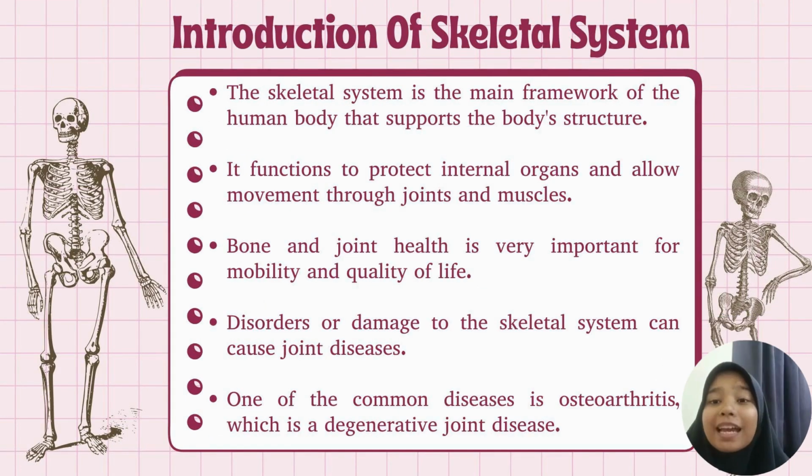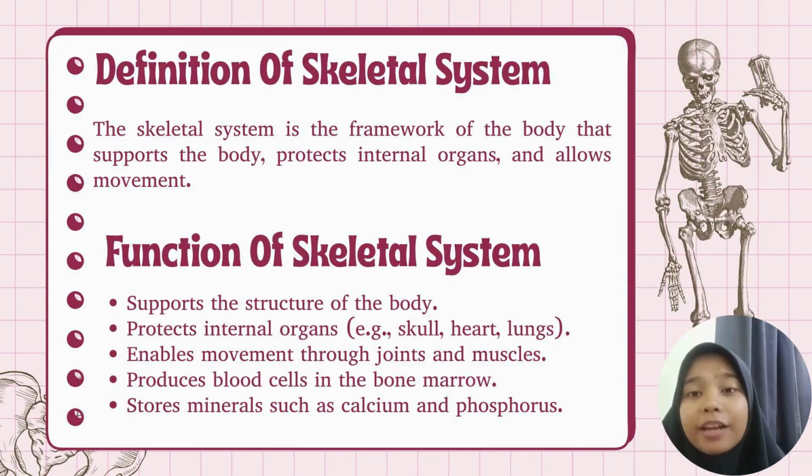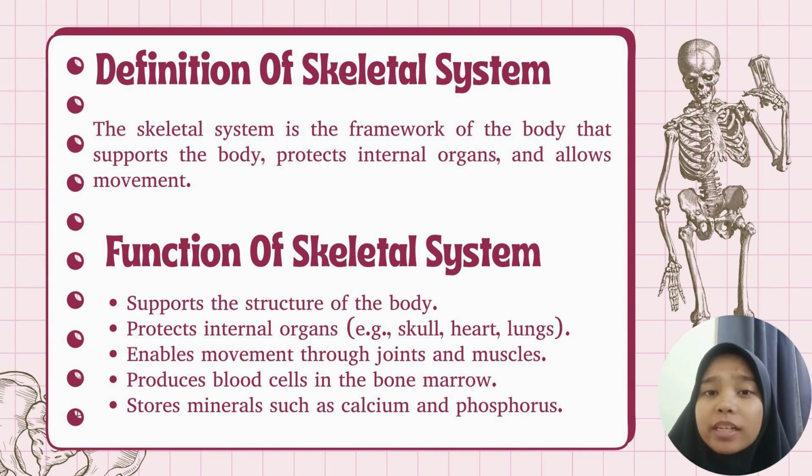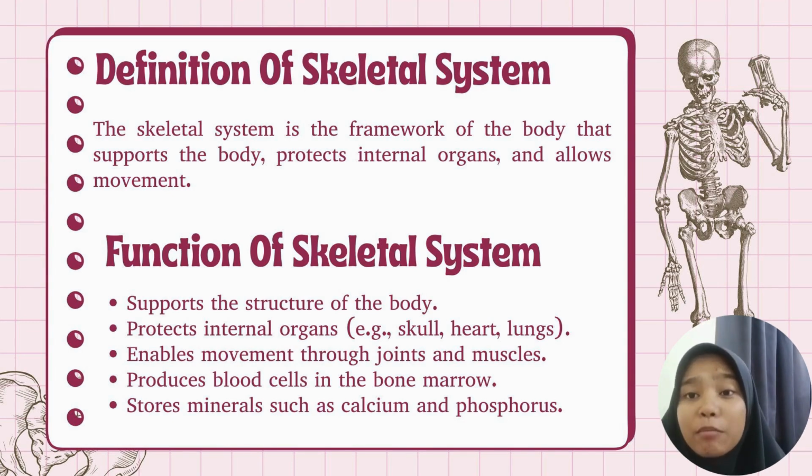treatment. The skeletal system is the main framework of the human body that supports our structure and protects our vital organs while allowing for movement through the coordination of joints and muscles. Because our mobility and quality of life depend on this system, conditions like osteoarthritis can be very debilitating. Formally, the skeletal system is defined as the framework that supports the body and enables movement.